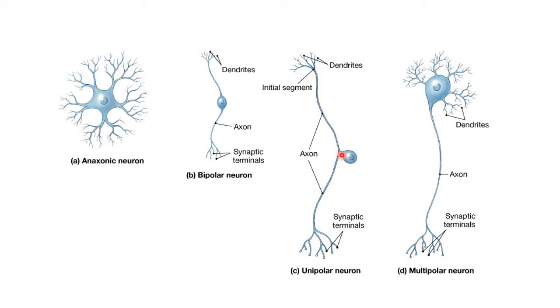So in the pseudo-unipolar neuron, we have a single process arising from the cell body, and then it branches into two. One branch goes towards the central nervous system and the other towards the peripheral ending. And the multipolar neuron, this is how it looks. We have one axon with multiple dendrites arising from the cell body.